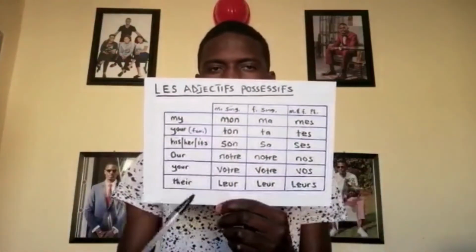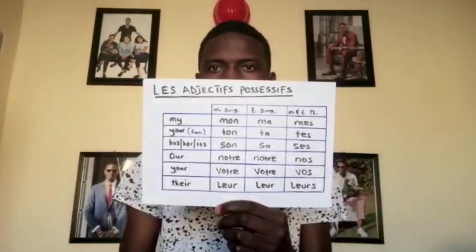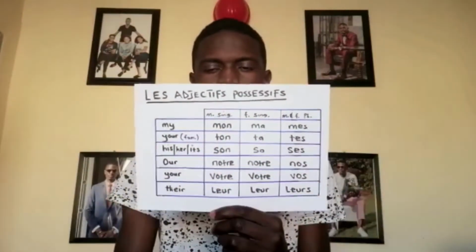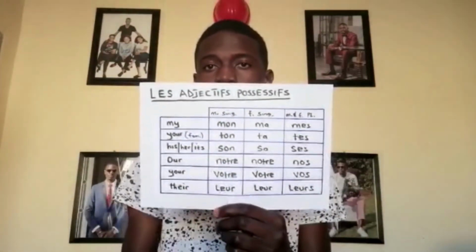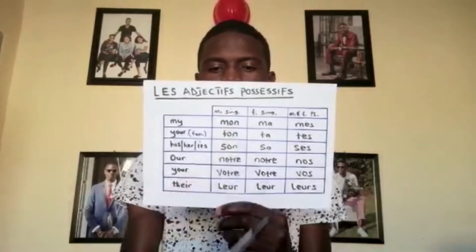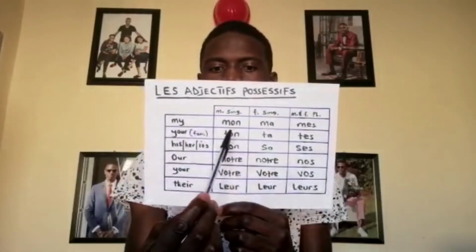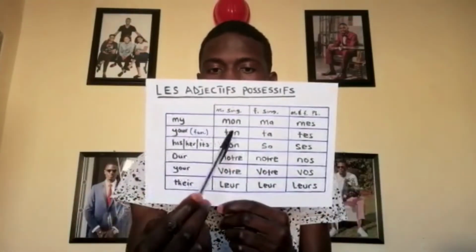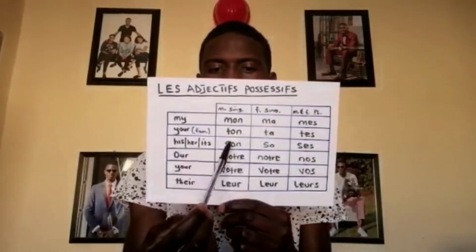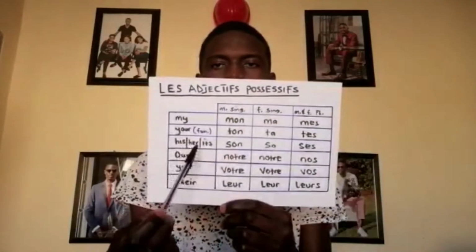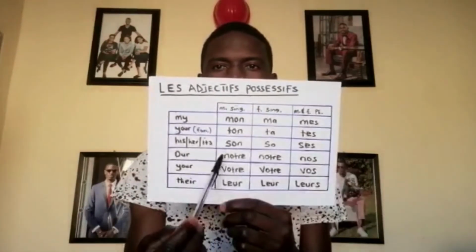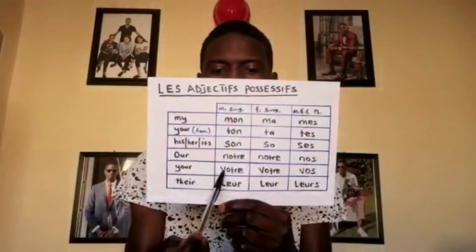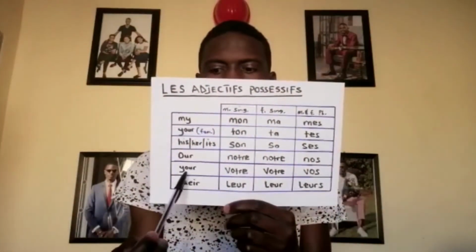So if the noun that follows the possessive adjective is masculine, what you'd use if you want to say mine would be mon. So we have ton if you like to say your, and if it's masculine, so all these are masculine here. We have son to mean his, her, or its. We have notre to mean our. We have votre to mean your.